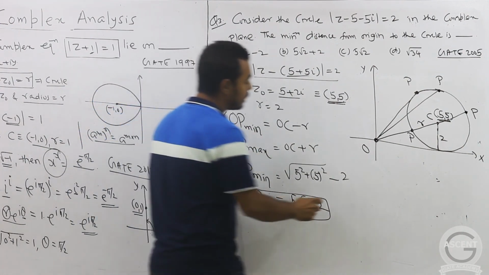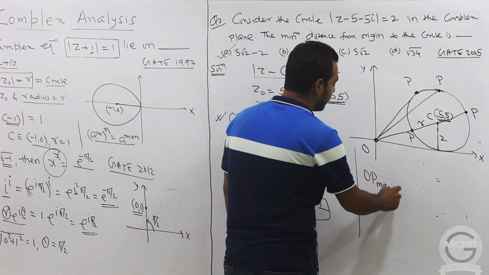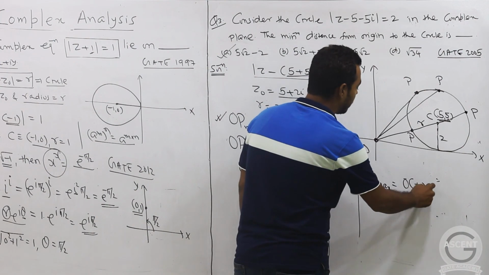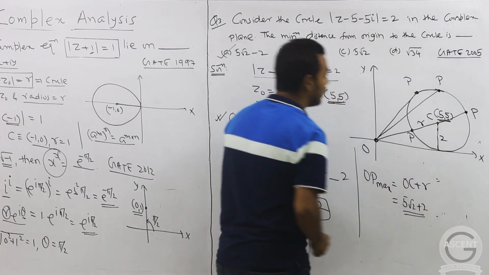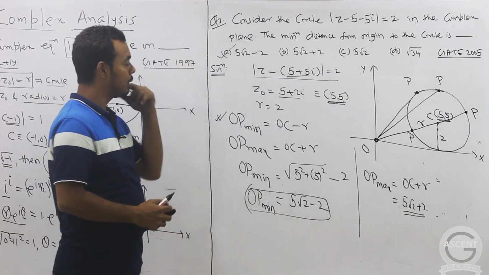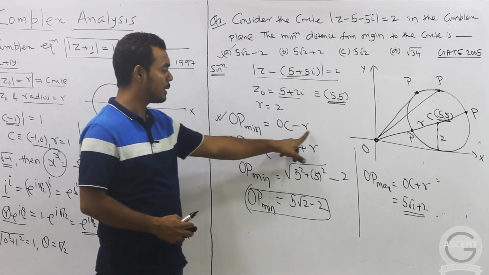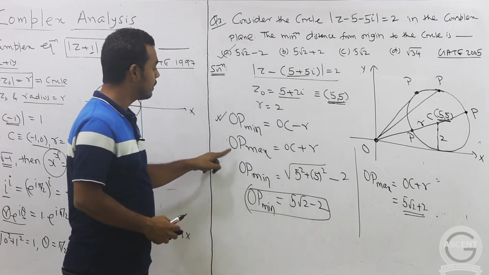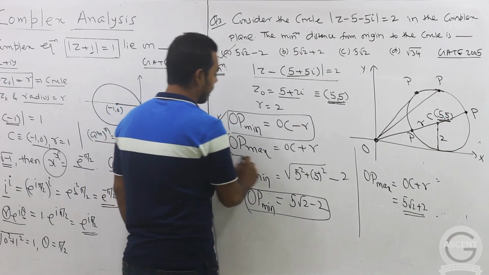If the question was what will be the maximum value of OP, then the maximum value of OP will be distance from center plus radius. So this is 5 root 2 plus 2. So this is an important concept that you need to know. If you have to calculate minimum distance, then minimum distance is distance from center minus radius, and maximum distance is distance from center plus radius.